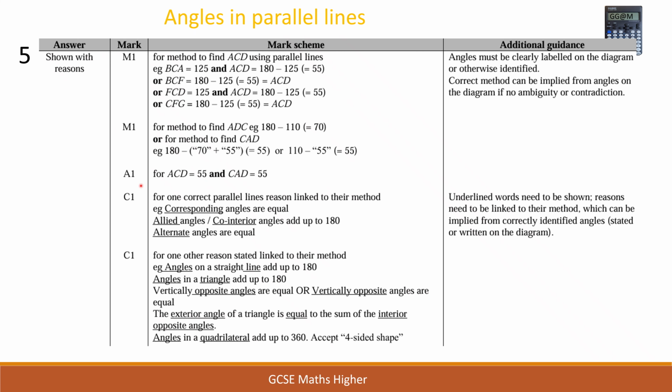So the answer with reasons was here, showing that it's isosceles. You've got 2 method marks, an answer mark, and this C1 mark means a communication mark. So you have to use words when you've got a communication mark. You have to say why. So you have to give the reasons that you can see here to be able to get the marks.